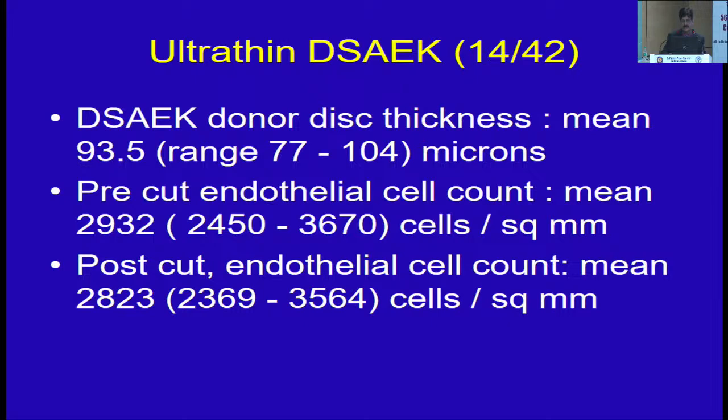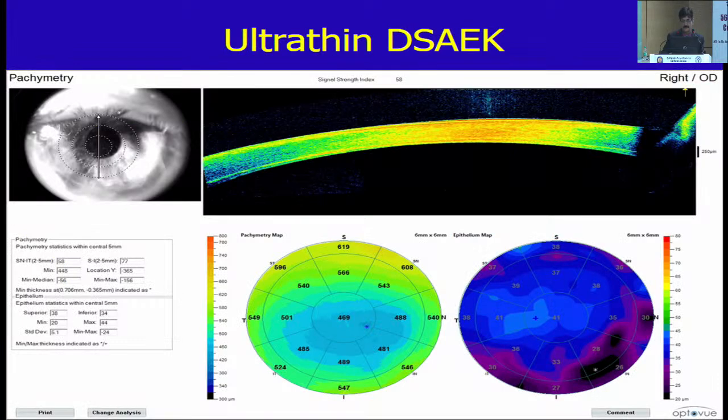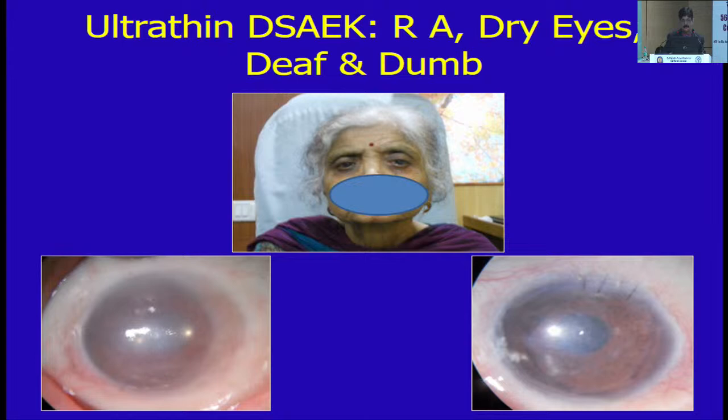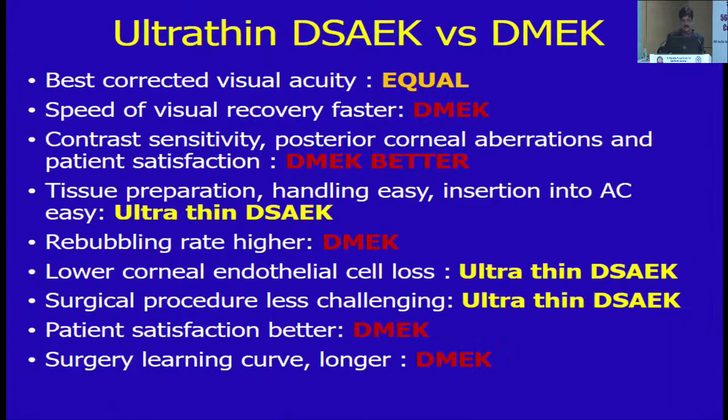And endothelial cell count, I always try to choose higher endothelial cell count for my patients. The beauty of ultra-thin DSEC is that with the follow-up, the tissue further thins down, and this is one case where it has thinned down to 65 micron. This is one patient who is deaf, dumb and blind, and she has severe dry eye because of rheumatoid arthritis. There was no other way to rehabilitate her, but ultra-thin DSEC rehabilitated her. She is enjoying good vision.